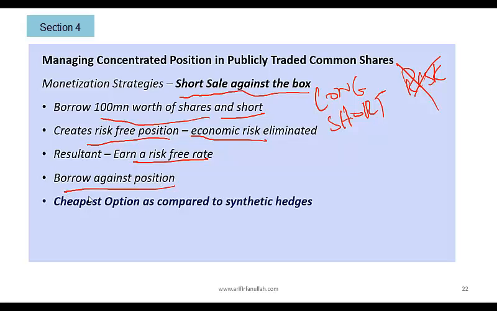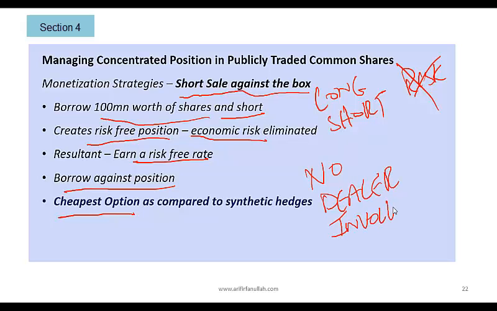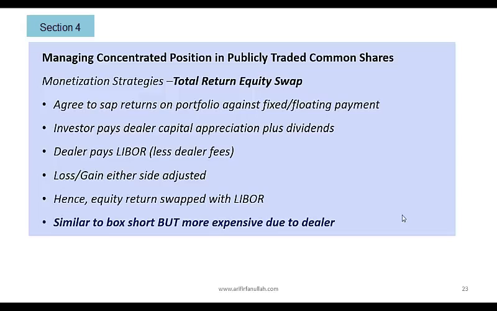Now, the final point here is, there's the mechanism which we just talked about, and the other point is how this compares with other strategies. The first point is that this is the cheapest option. Why is this the cheapest option? Because there is no dealer involved. You will not need a dealer for this transaction. That's why this is the cheapest option. Let's look at the next strategy.